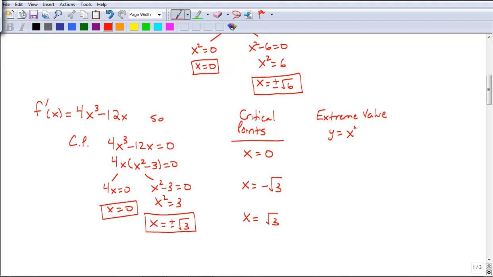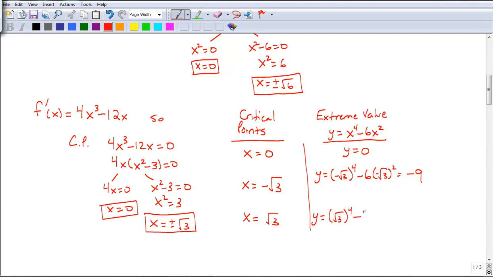Remember, y is x to the fourth minus 6x squared. The original one gives me my extreme value. When I plug 0 into x to the fourth minus 6x squared, I get y equals 0. When I plug negative square root of 3 into x to the fourth minus 6x squared, I get negative 9. So let me double check that on the calculator here. Negative square root of 3 to the fourth minus 6 times negative square root of 3 squared. Yes, it gets me negative 9. And since every power is even, when I plug in the positive square root of 3, I'm going to get the exact same answer, also negative 9.